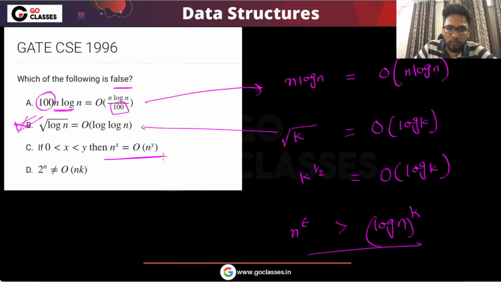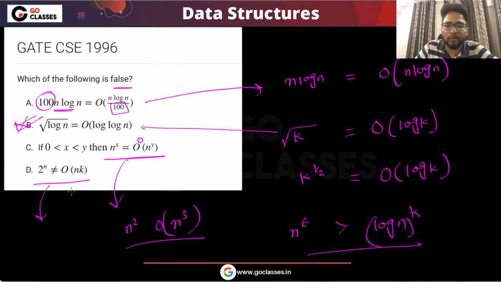What about the C? Yes, C is true. Why? Because if you are increasing the power, let's suppose you are comparing n square and n cube, then obviously n cube is greater. If you are increasing the power, then in fact it is small o. It is big O, that is okay, but you can also put the small o. And they are saying 2 power n is not less than equal to nk. Yes, this is true, because 2 power n is actually strictly greater than nk. So this is also true, this is also true. B is the only false one, that is why B is the correct answer.